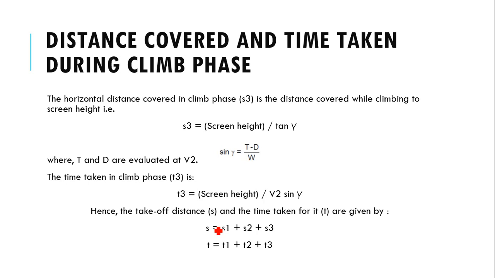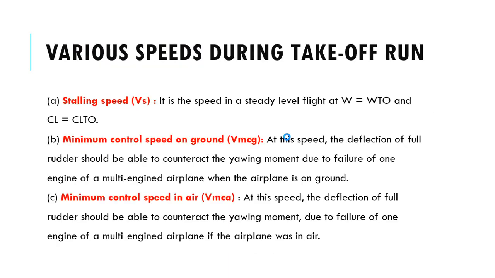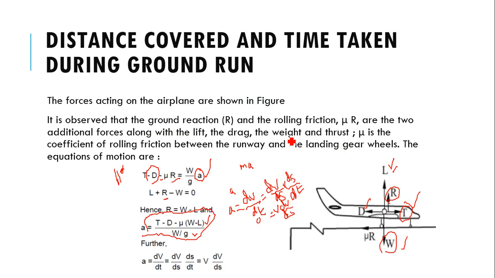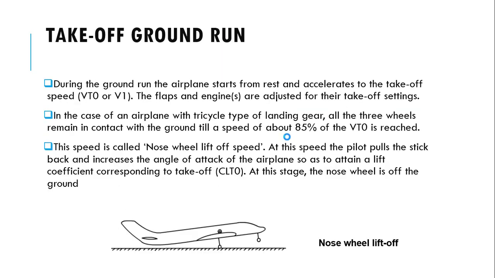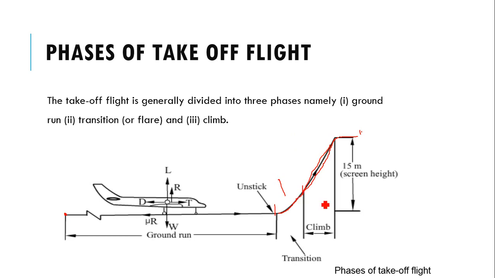Next is the screen height. That means the aircraft climbs up to the screen height. For that motion I am considering the stage as 3. So S3 is equal to screen height divided by tan gamma. From this part only we have taken it like this, and this will be the screen height.